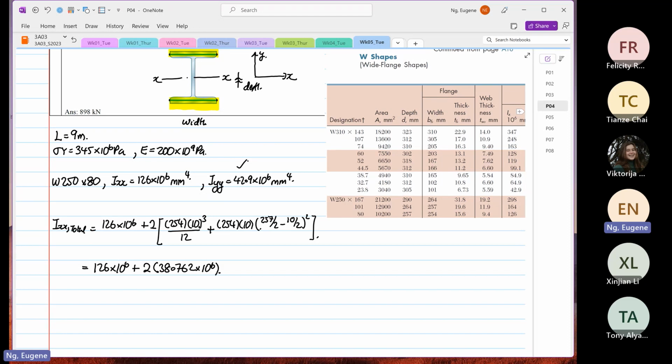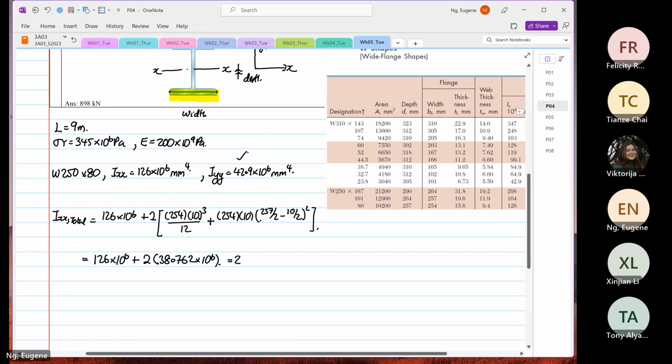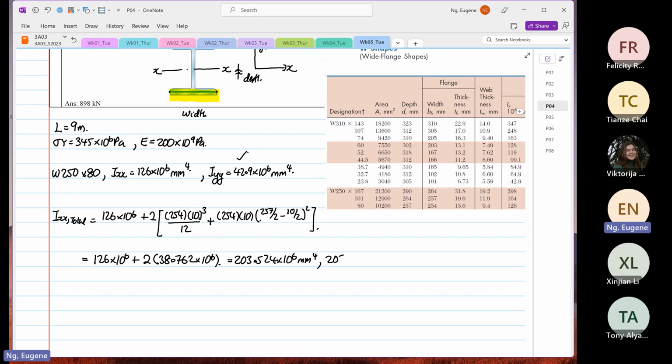I will do it again. 254 times 10 to the power 3 divided by 12 plus 254 times 10 times bracket 257 divided by 2 minus 10 divided by 2 close bracket squared. 38.762 times 2 plus 126 times 10 to the power 6 is equal to 203.524 times 10 to the power 6 millimeter to the power 4, or 203.524 times 10 to the power minus 6 meter to the power 4. Okay, so we got that.